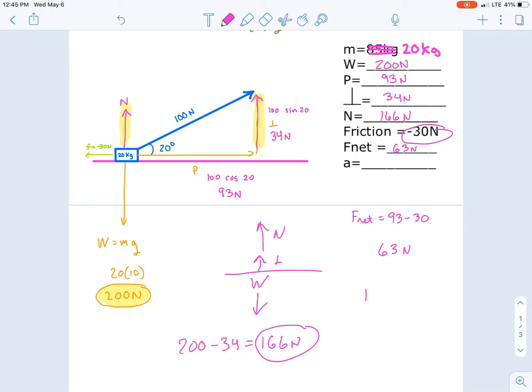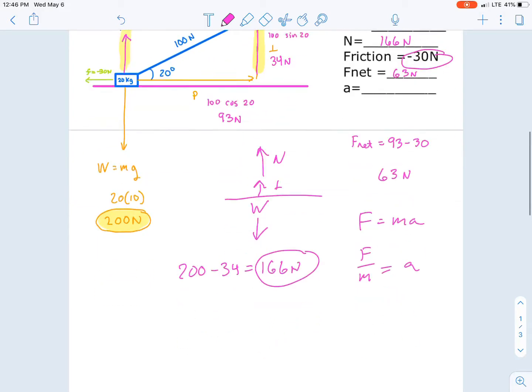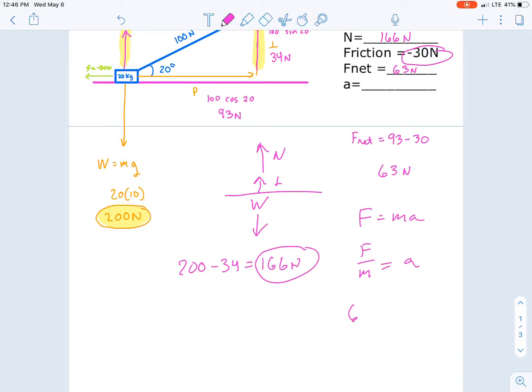All right, F equals ma. Let me try that again. F equals ma, and we're trying to find a. So F divided by m equals a. And we're going to punch in that 63, which is our net force. Every time you have F equals ma, that is the F net. That's the net force that they're talking about. All right? F net equals ma.